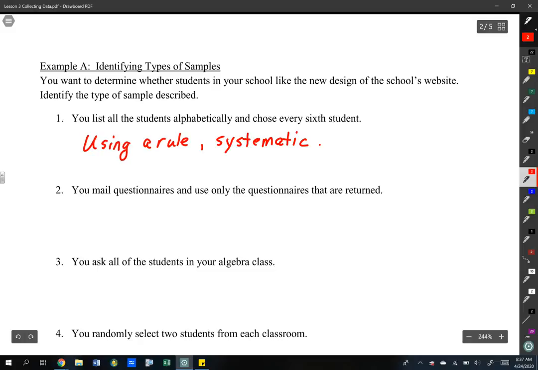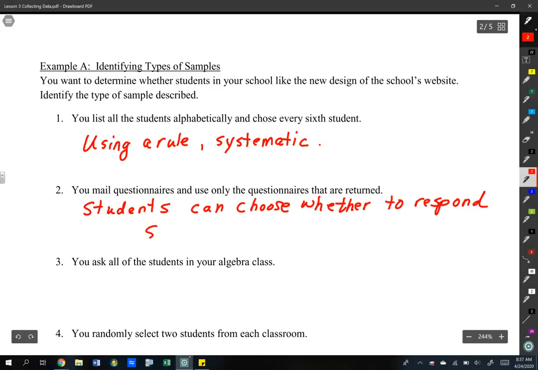You mail questionnaires and use only the questionnaires that are returned. All right, so students can choose whether to respond. Just going to make a note here. Students can choose whether to respond. So that would make this a self-selected sample.